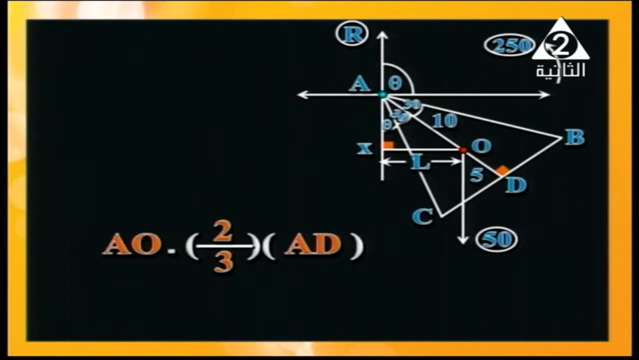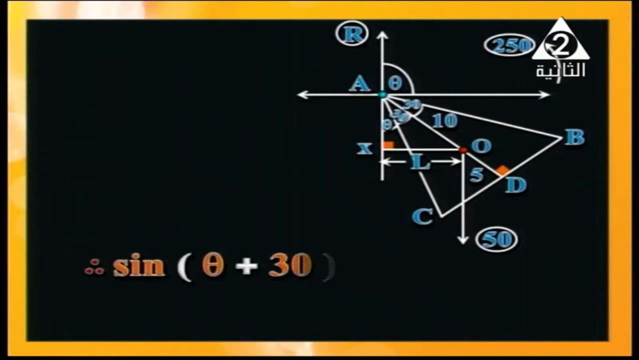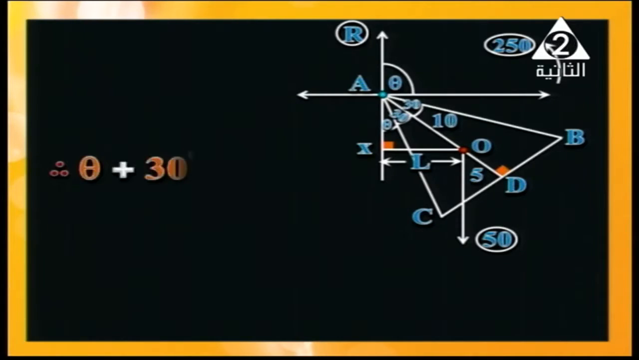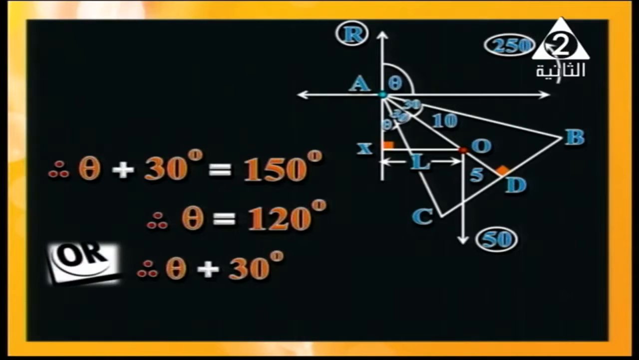AO equals 2/3 AD, equals 2/3 times 15, equals 10 centimeters. Sine(theta plus 30) equals 1/2. What does this mean? Theta plus 30 equals 150, therefore theta equals 120, or theta plus 30 equals 30, therefore theta equals 0 or theta equals 120.